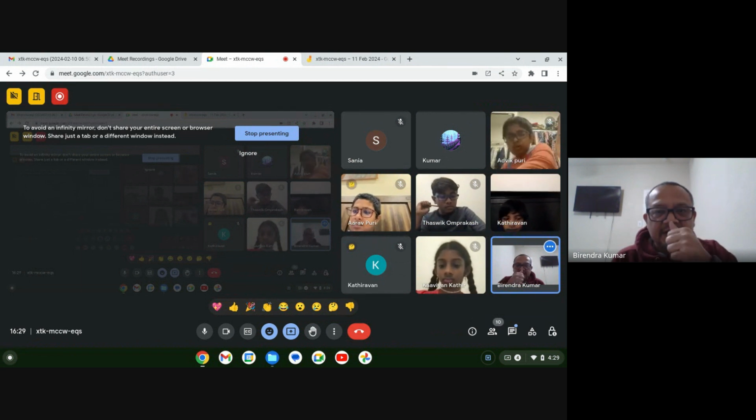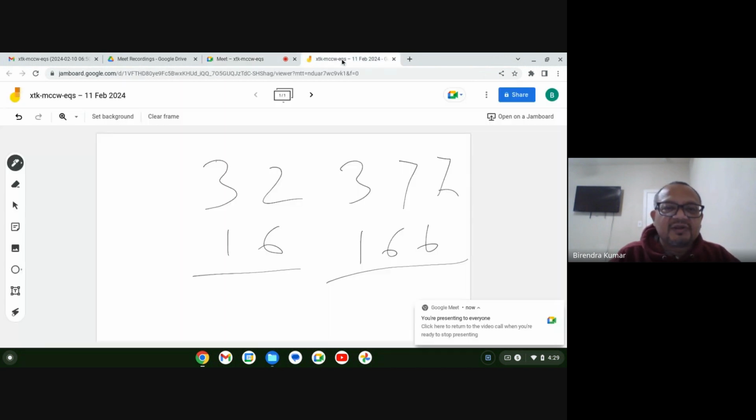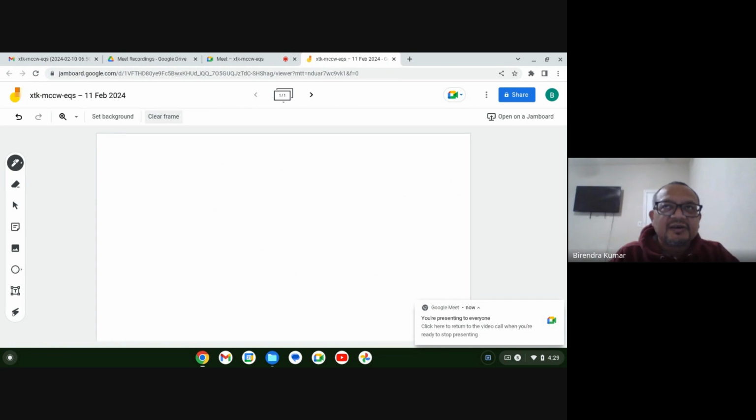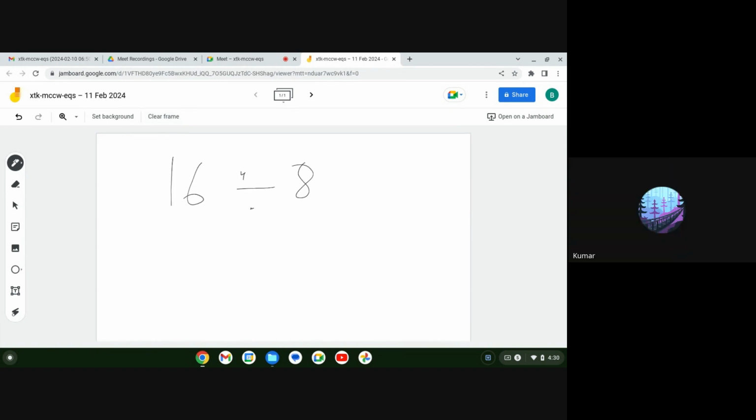Okay. So let me just show one example of division here for Kavyan, Tasvik and Sania to just do a quick revision. Okay, let's say somebody says divide 16 by 8.